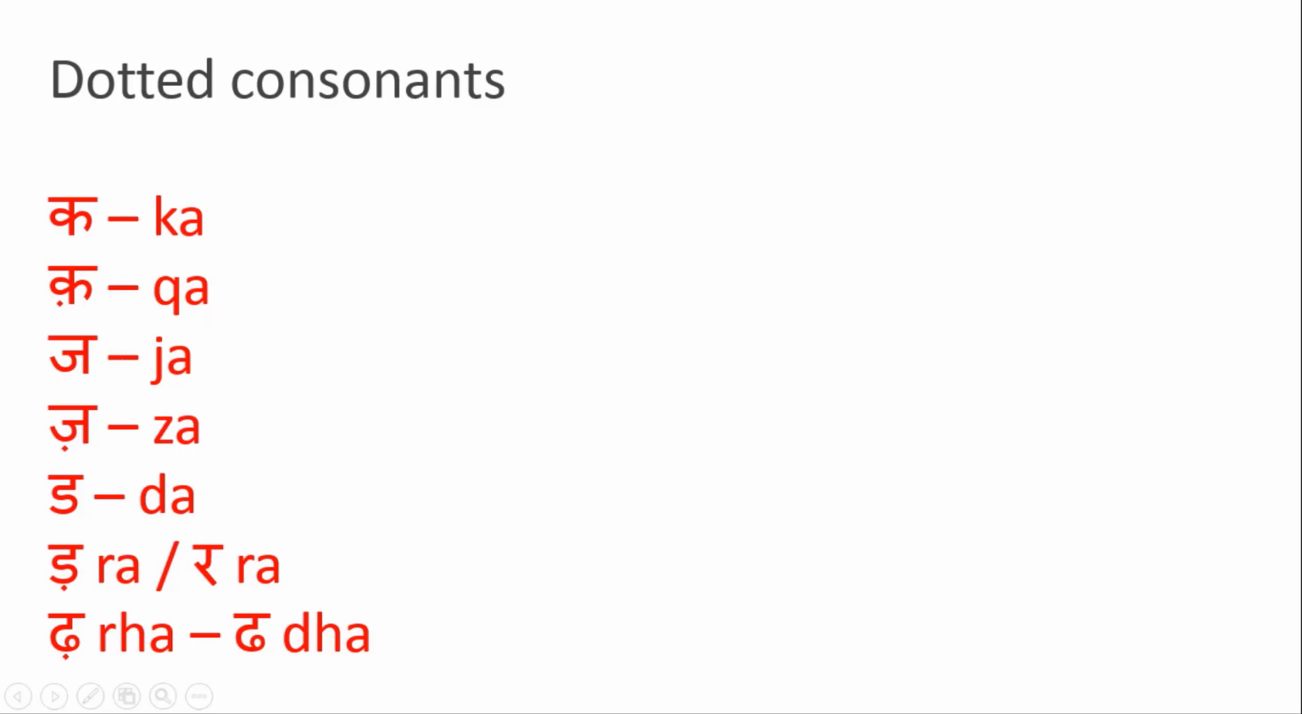Next, about dotted consonants. So this is k, and this is k, and the dot that you see here is called nukta. Okay, nukta. Do not worry about it. Now, Hindi has a lot of Urdu and Persian influence. Okay, so it is not needed for you to pronounce this. You don't have to know how to pronounce this.